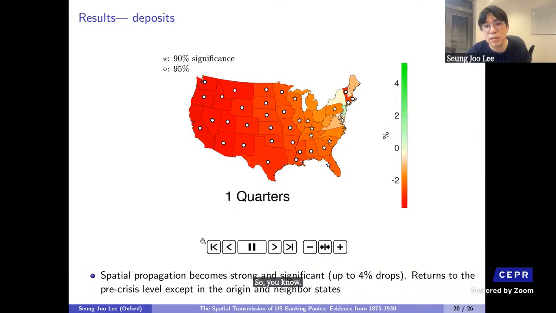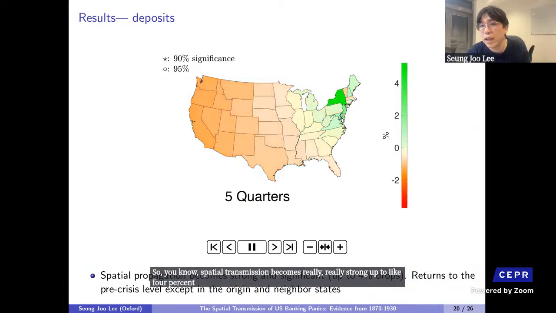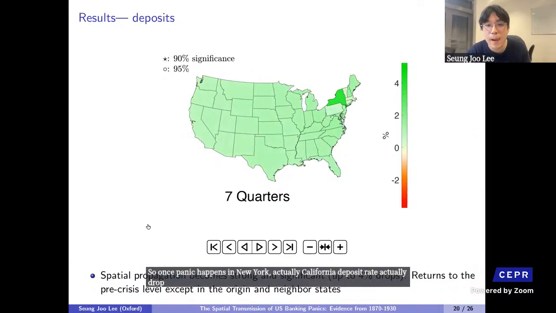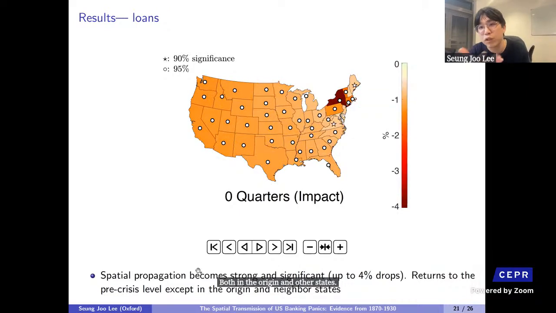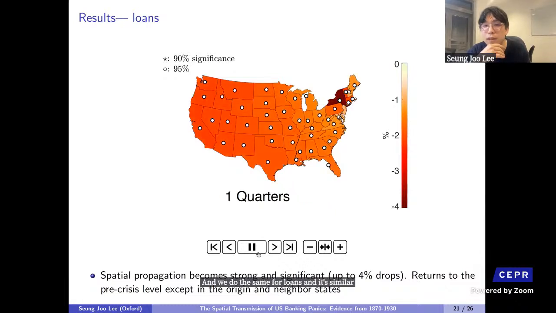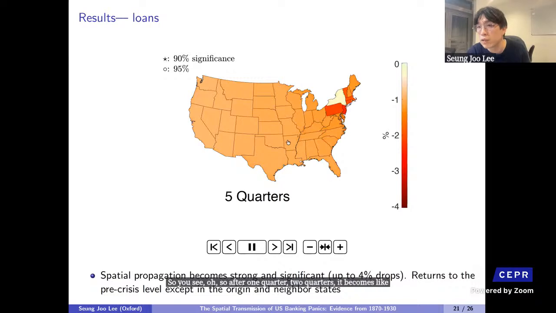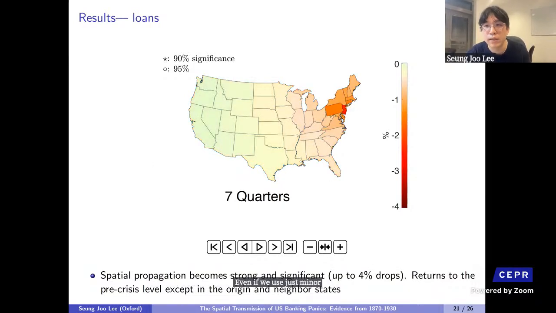Spatial transmission becomes really, really strong, up to like 4%. Okay, so once panic happens in New York, the California deposit rate actually drops by 4%, both in the origin and other states. And we do the same for loans, and it's similar. After one quarter, two quarters, it becomes like a minus 4% drop in all the states, even if we use just minor panics, which we regard as exogenous.